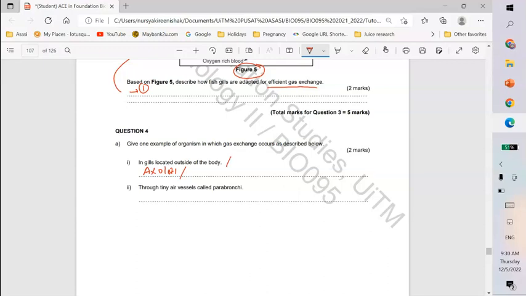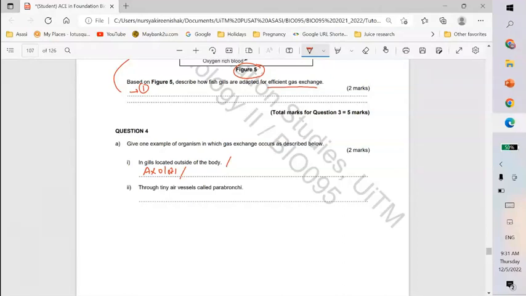External gills are more fragile compared to internal gills because external gills are not protected by body structure. They are exposed, and because they are exposed, organisms that have external gills have to constantly move so that there is movement of water between the lamellae of the gills. So this organism has to constantly move so that gas exchange can occur. That is on the external gills.